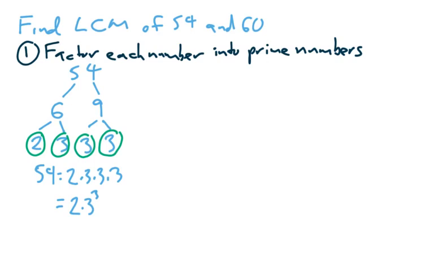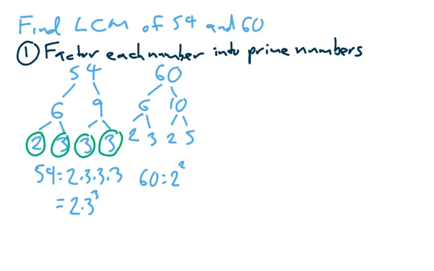Now, do the same thing with 60. 60 will factor as 6 times 10. 6 factors as 2 times 3. 10 factors as 2 times 5. Those are already all prime numbers. If I gather the 2's together, that will tell me that 60 is 2 squared times 3 times 5. Step number 1.